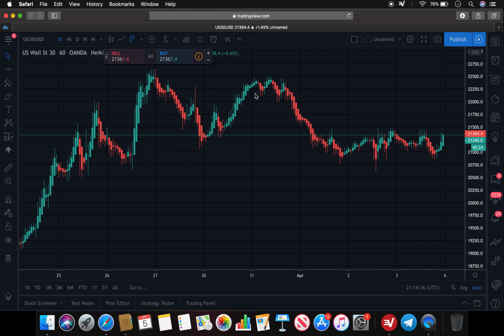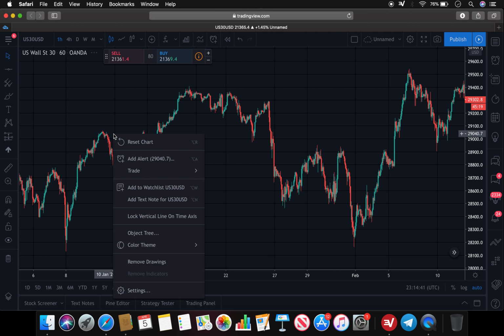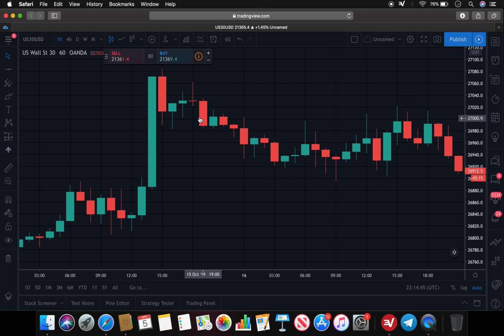You could see it. So you could switch to Heikin Ashi. You can use regular candlesticks. It's whatever floats your boat. Whatever makes you feel comfortable.